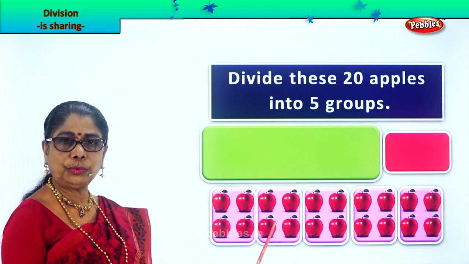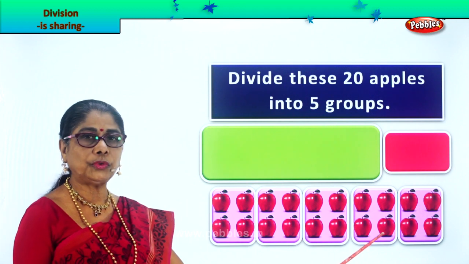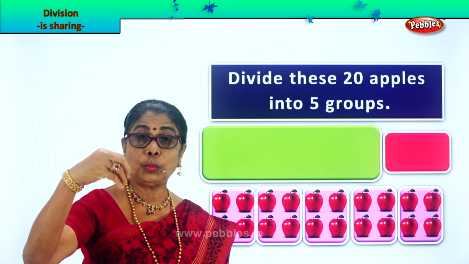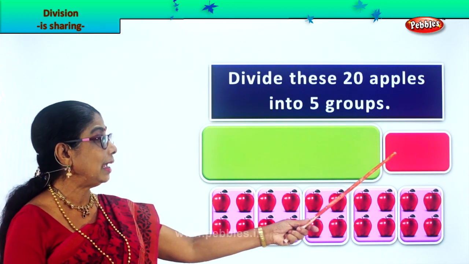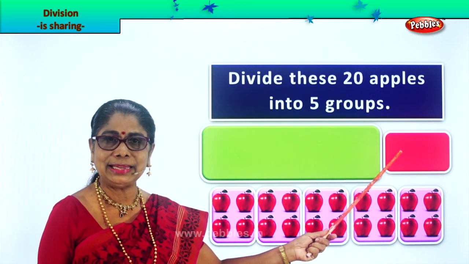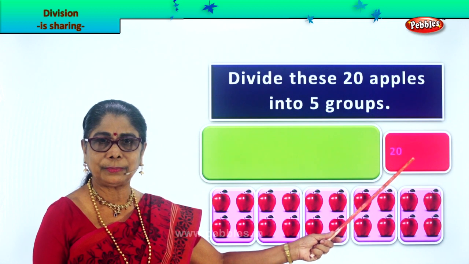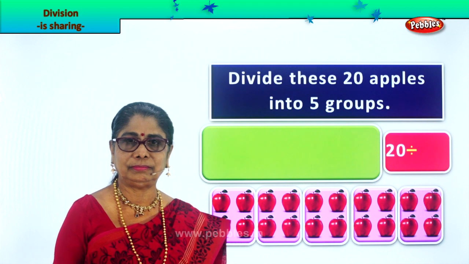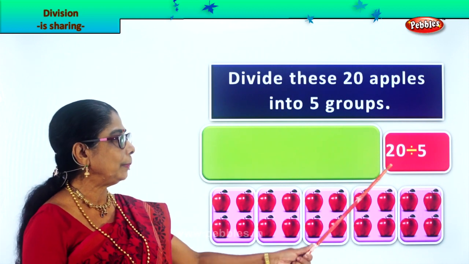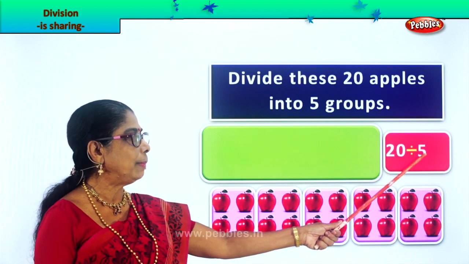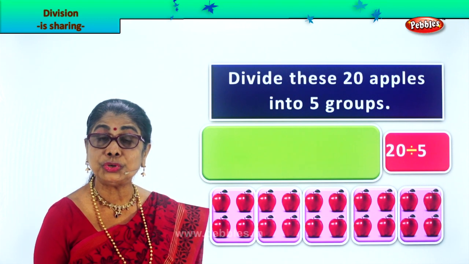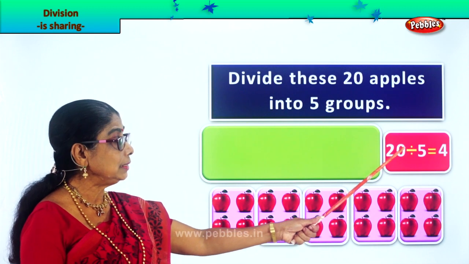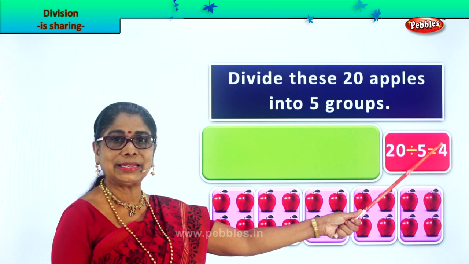4 plus 4 plus 4 plus 4 plus 4. All the 20 apples are put into 5 trays. When you write the sum, you write it as 20, then you put the division sign. 20 divided by 5. That is the 5 trays with 4 apples. 20 divided by 5 is equal to, what's the answer? 4. 20 apples, 5 trays, 4 apples each.